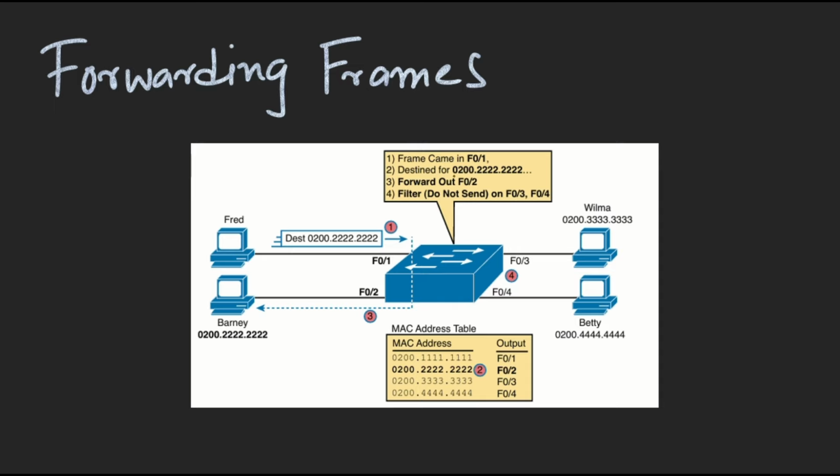It is destined for this MAC address. So MAC address is mentioned here, and it will forward out of the F0/2 port. So F0/2 port number is connected to Barney. So it will forward the frame from F0/2 port number, and it will not send to any other port. See, this is the MAC address table, and from this MAC address table, the switch is deciding that we need to send this frame to this port F0/2.